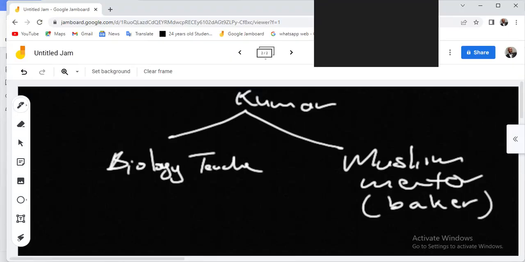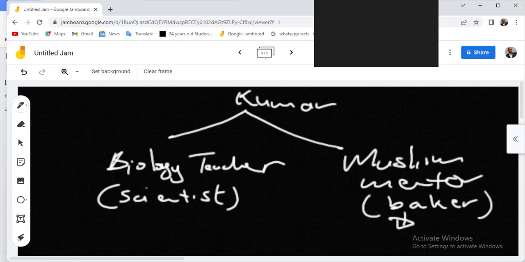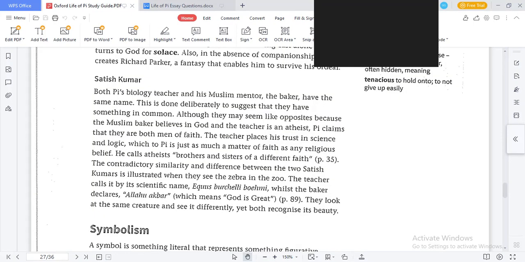Okay, so here this is it. They can ask you to discuss the contrast or the differences between the two of them. So the biology teacher was what we call a scientist, and this one was a baker. But remember, this Muslim guy believed in God as he knows God. But Pi is also saying the following. Why does he say that they are both men of faith? Write that down. They both believed in something, both men of faith. If they ask you to discuss that.